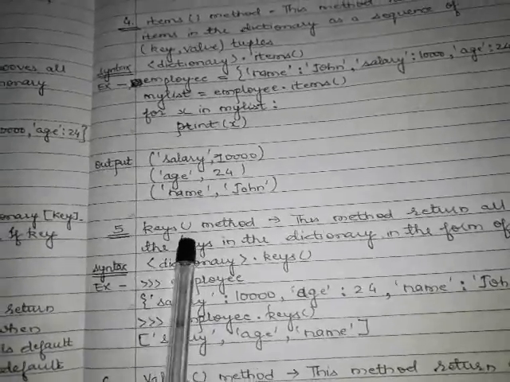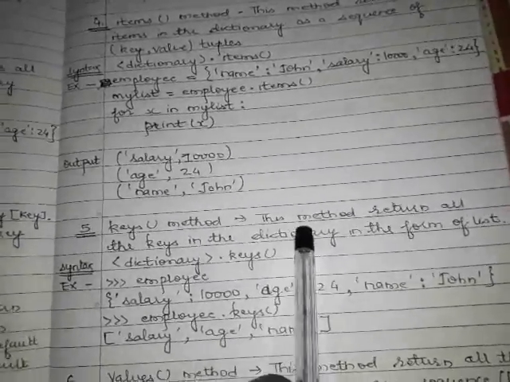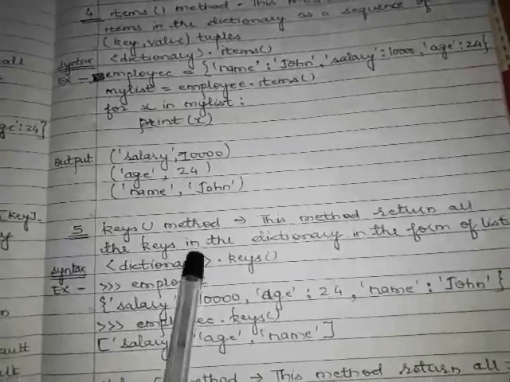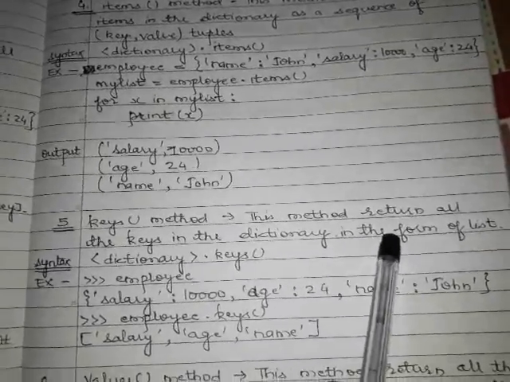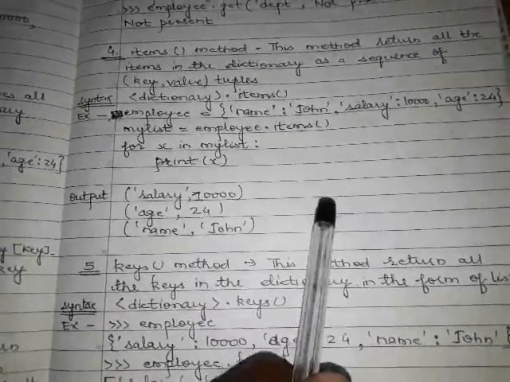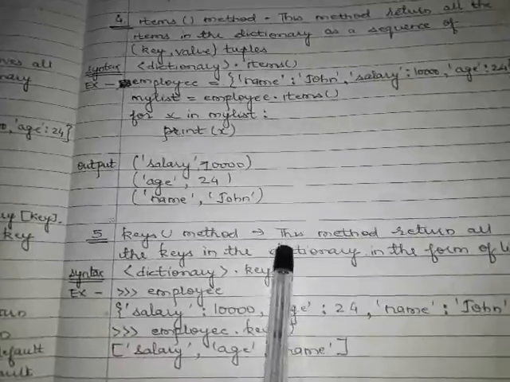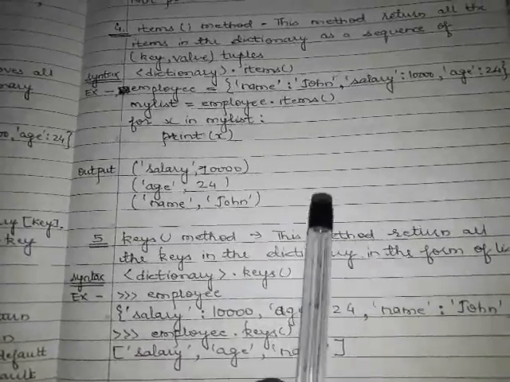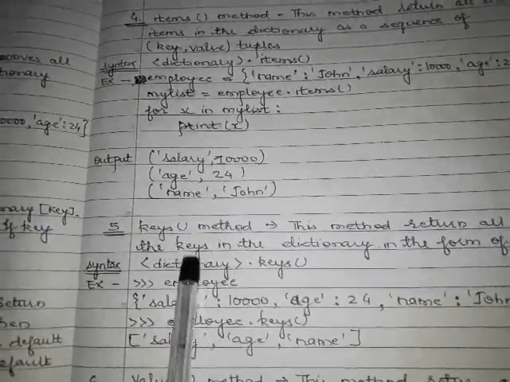Next is the keys method. This method returns all the keys in the dictionary in the form of a list. Previously, items returned all key value pairs in the form of tuples, and now it will display all the keys in the form of a list. Syntax is dictionary dot keys.